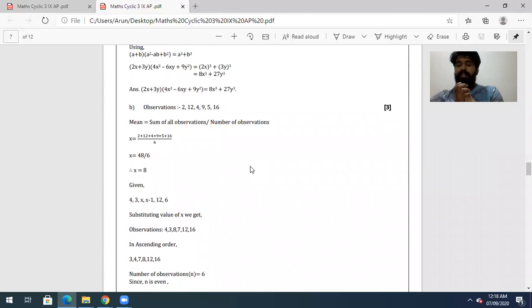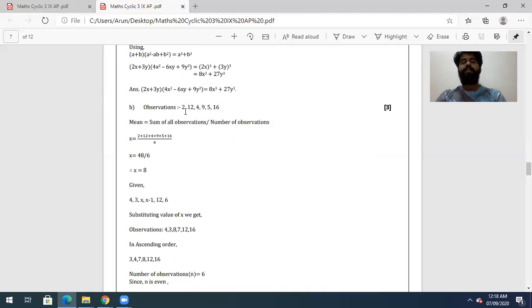The question states, question 4b, the mean of 2, 12, 4, 9, 5 and 16 is x, and the median of 4, 3, x minus 1, 12 and 16 is y. Find the values of x and y. So first we can find x.